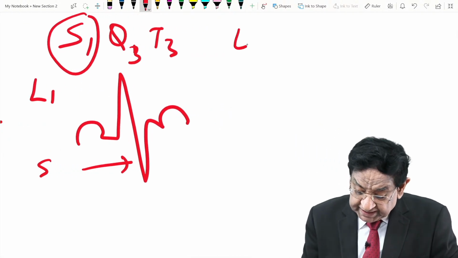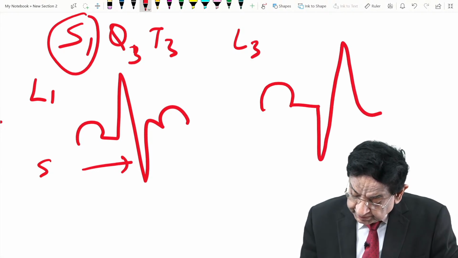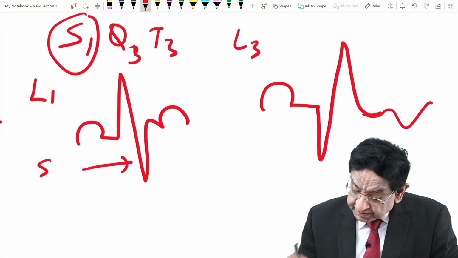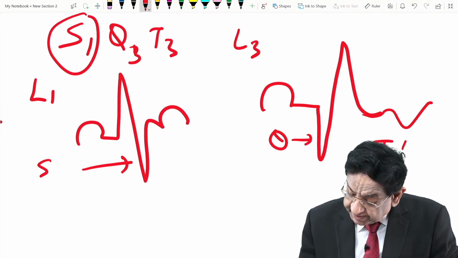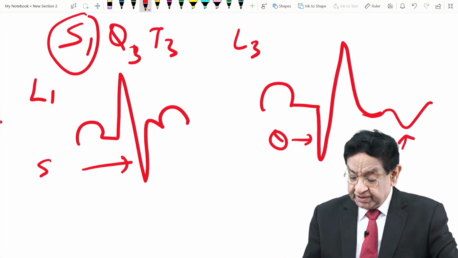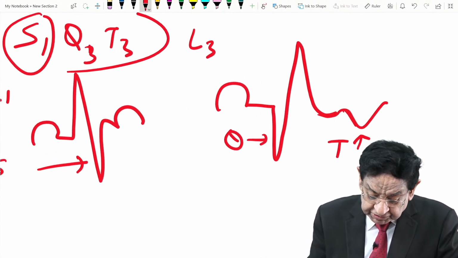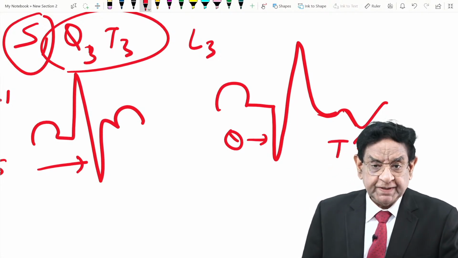Similarly, in L3 lead, you get a Q wave and you may get T wave inversion. This is the Q wave and we are getting T wave inversion. Inversion means it is going inverted down. So this is the so-called Q3 T3. This is the most characteristic finding.